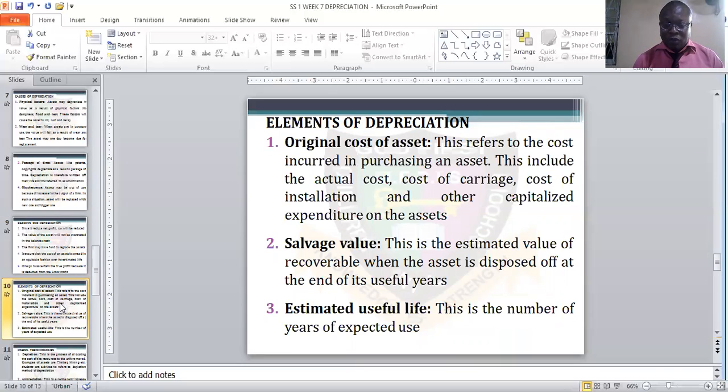Then we also have salvage value, and this is the estimated value recoverable when the asset is disposed of. So when the asset is disposed of, the balance we call salvage value, or you can call it estimated value, or you can also call it scrap value.